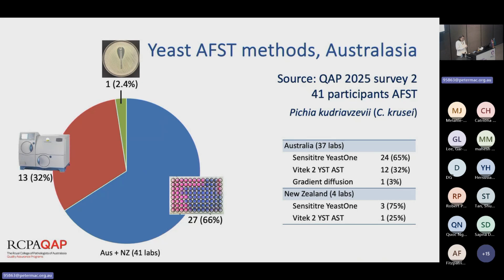Overall, two-thirds of labs indicated that they use one of the Sensititre YeastOne panels. Just under a third are using the Vitek 2 yeast AST system, which is automated. And just one Australian lab is using gradient diffusion strips, such as Etest.